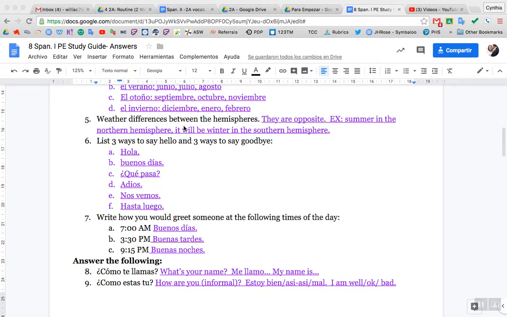Number 5, what is the difference or weather differences between hemispheres? You should have learned this in science class a long time ago. In the northern hemisphere, it could be winter, and in the southern hemisphere, it would be summer. There's a northern hemisphere and a southern hemisphere. They are always opposite. So if it's summer up here, it's winter down here. If it's spring up here, it's fall down here, and vice versa.